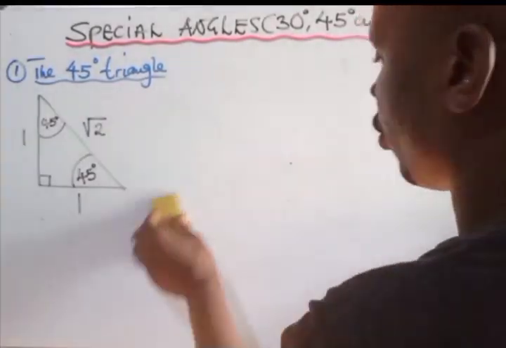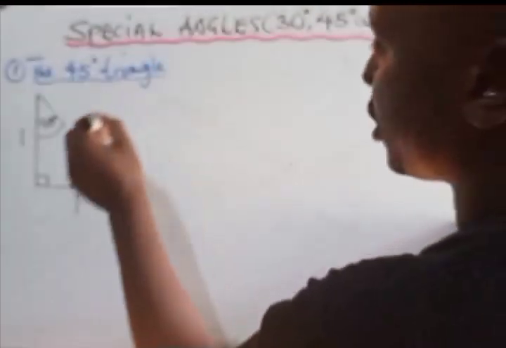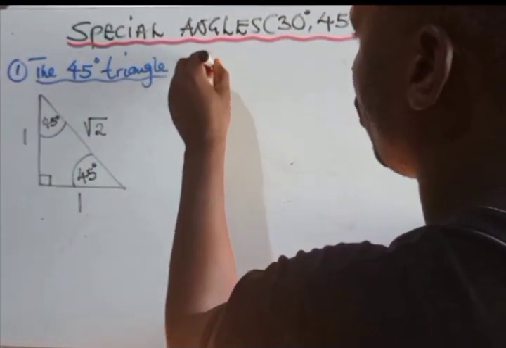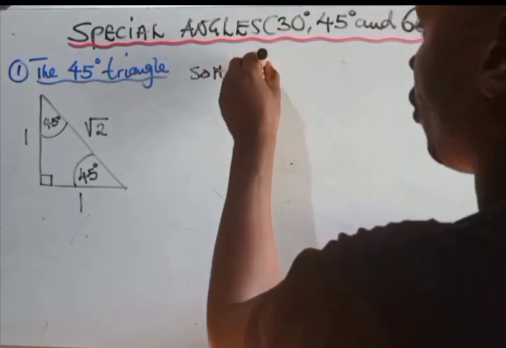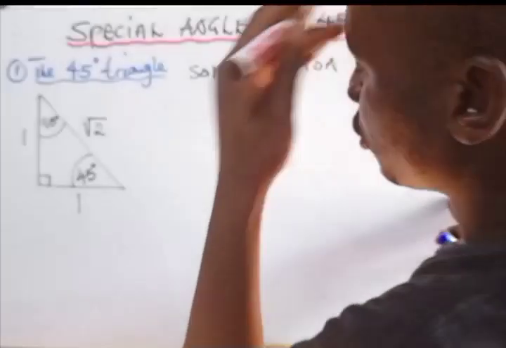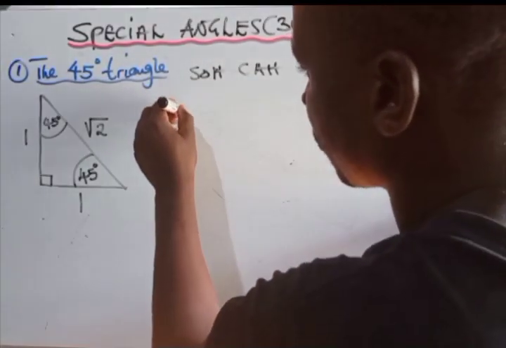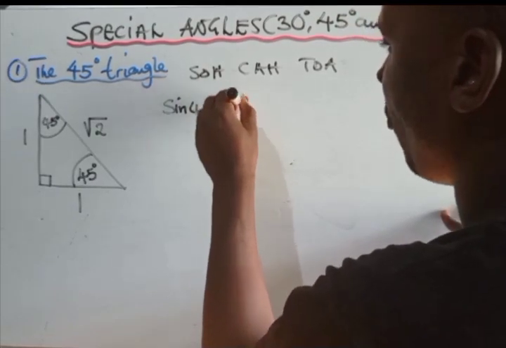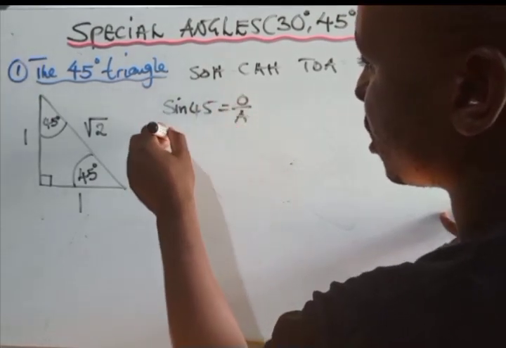So now, let us find the 3 trigonometrical ratios of 45. Okay, 3 trigonometrical ratios of 45. Remember, we will still use the concept of, let me write it there, SOHCAHTOA. So we'll start with sine. Sine 45 is opposite over hypotenuse.